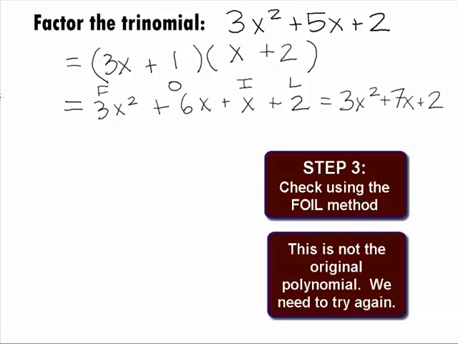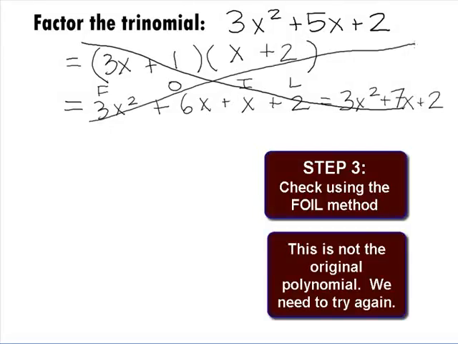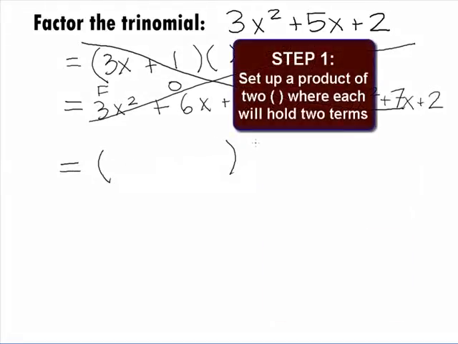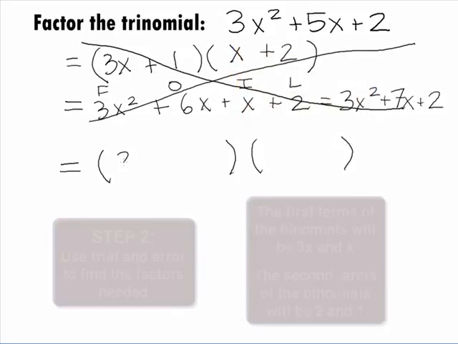This is not the trinomial we started with, so this would not be the right combination. This doesn't necessarily mean that this trinomial won't factor. We need to keep trying until we've exhausted all the possible combinations. So let's set up another product of two binomials.